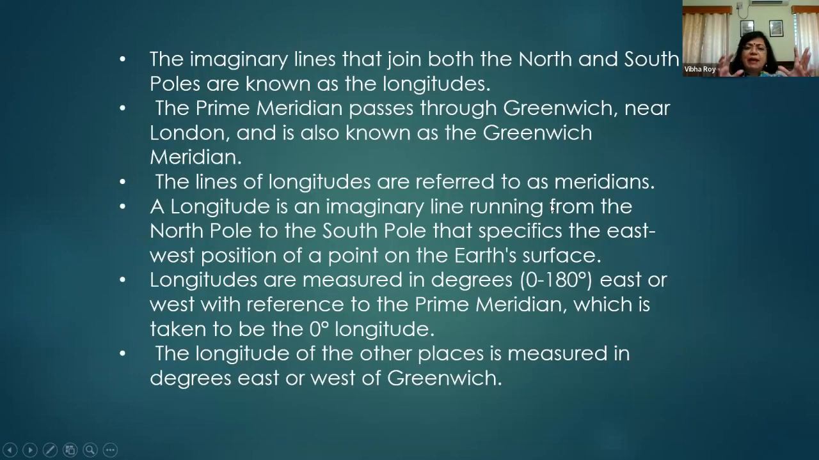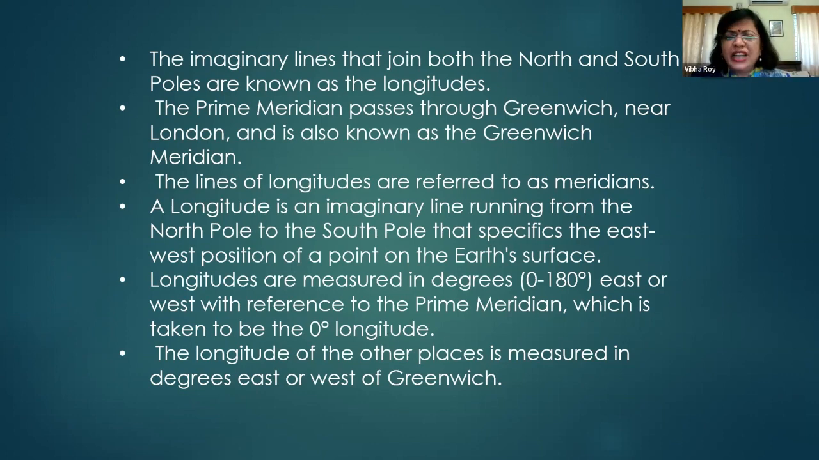Now, the imaginary lines that join both the North and South poles are called longitude. The prime meridian passes through Greenwich near London, and it is also called the Greenwich Meridian. The lines of longitude are referred to as meridians.